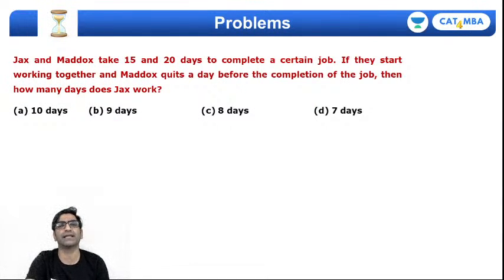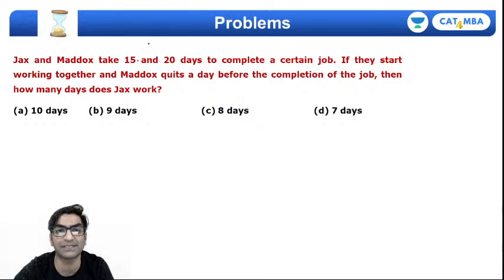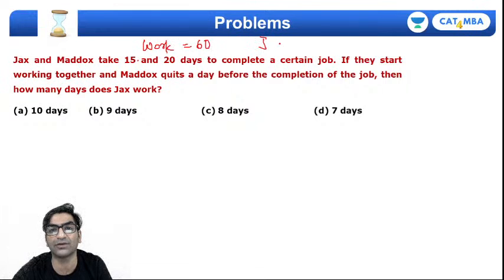तो ये again sequence वाला देखो, Jack and Maddox take 15 and 20. तो अब मैं थोड़ा सा mental math कर सकता हूँ. 15 और 20 का LCM 60 है, so let the work be 60. Then Jack's का rate हो जाएगा 60 upon 15, that's 4, and Maddox का rate हो जाएगा 60 upon 20, that's 3. Individual rates निकाल लिए.